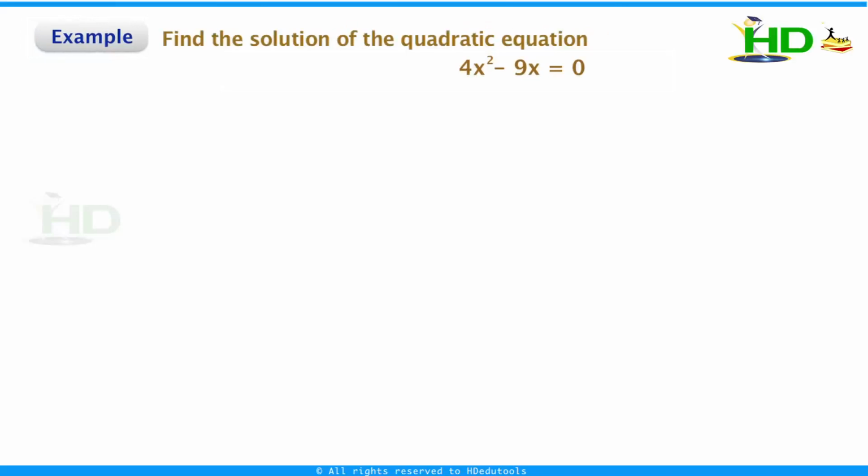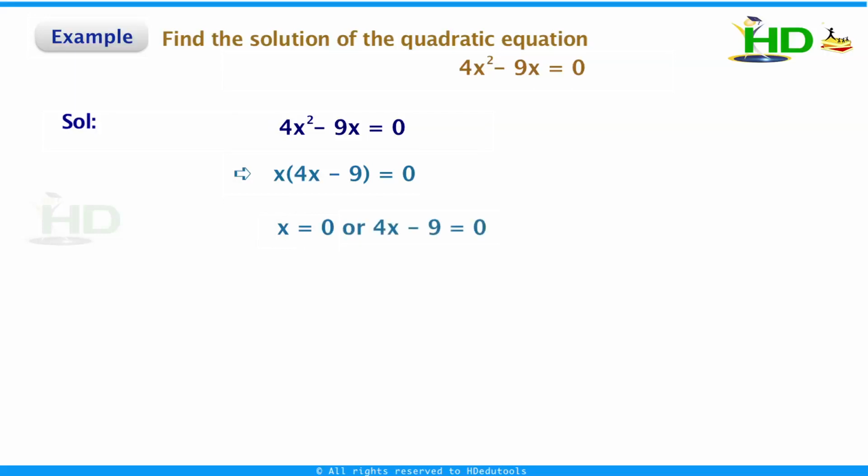Now we consider another equation, 4x square minus 9x is equal to 0. Now this can be written as x into 4x minus 9 is equal to 0. That is, x equal to 0 or 4x minus 9 equal to 0. Therefore, x is equal to 0 is one root and x is equal to 9 by 4 is another root for this equation.